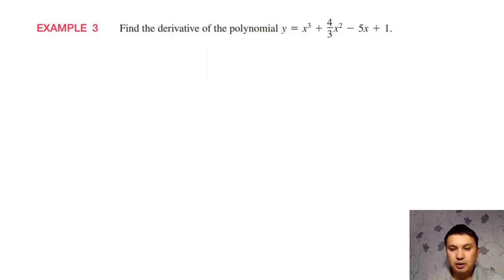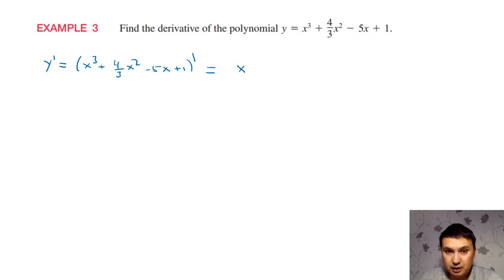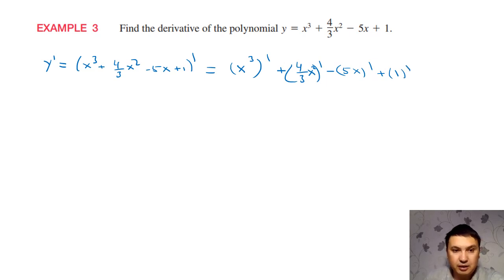Okay, so let's do an example. So we would like to find the derivative of this polynomial. Well, so let's write it. So this is y prime, x cubed plus 4 over 3 x squared minus 5x plus 1, prime. By the summation or difference rule, I can write this as follows, right? I can write x cubed prime plus 4 over 3 x squared prime minus 5x prime plus 1 prime, and then evaluate each derivative separately.